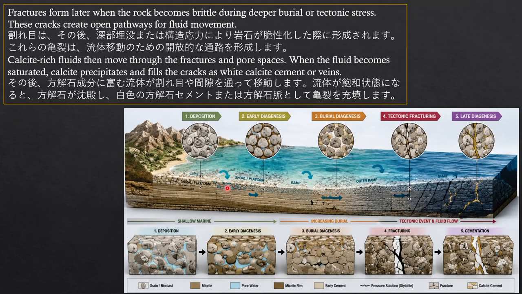Then we have a fracture. So after deposition they have diagenesis. In this diagenesis they have a pressure solution of the fluid which dissolves the rock. After that the stylolite forms, and then after tectonism the fractures form. In this fracture the calcite is coming, and they form the calcite precipitation.